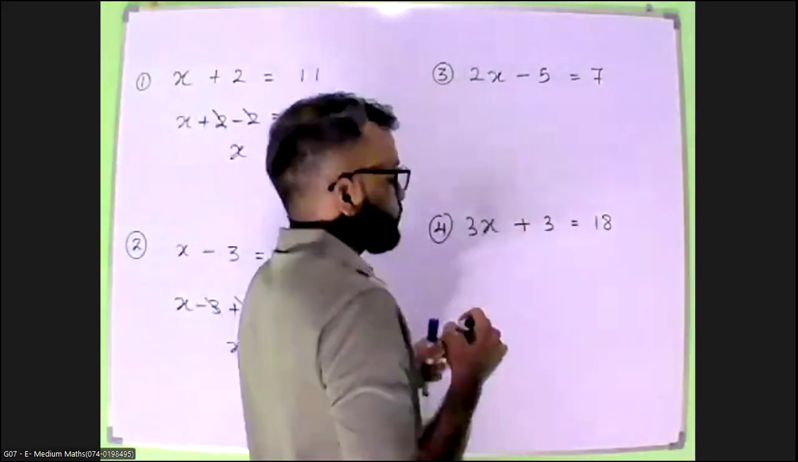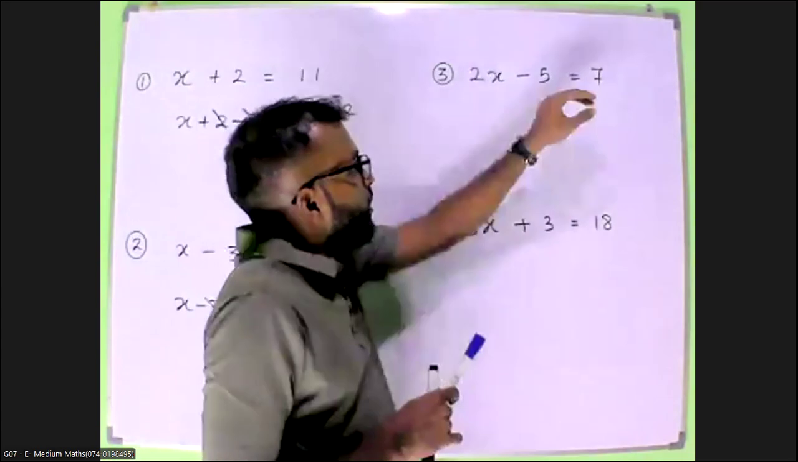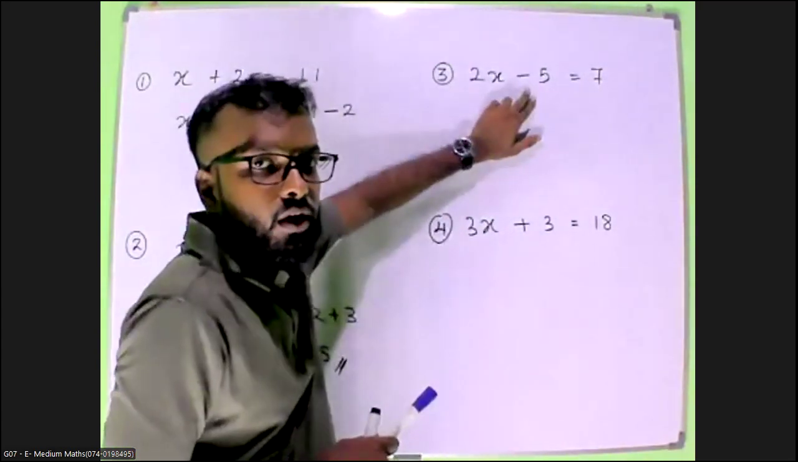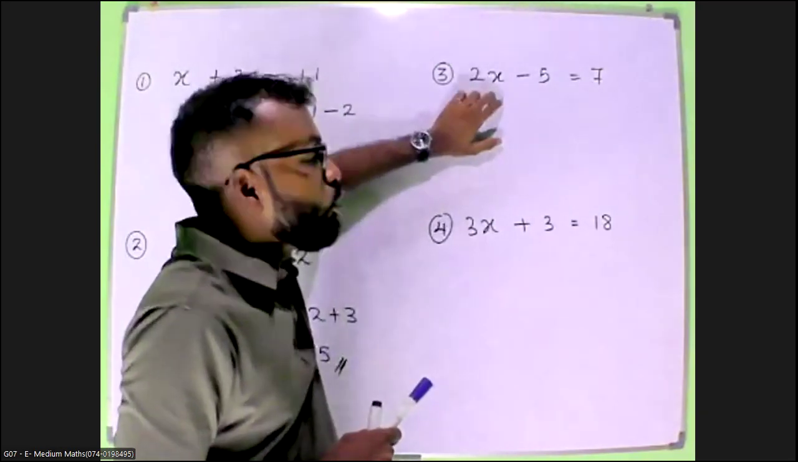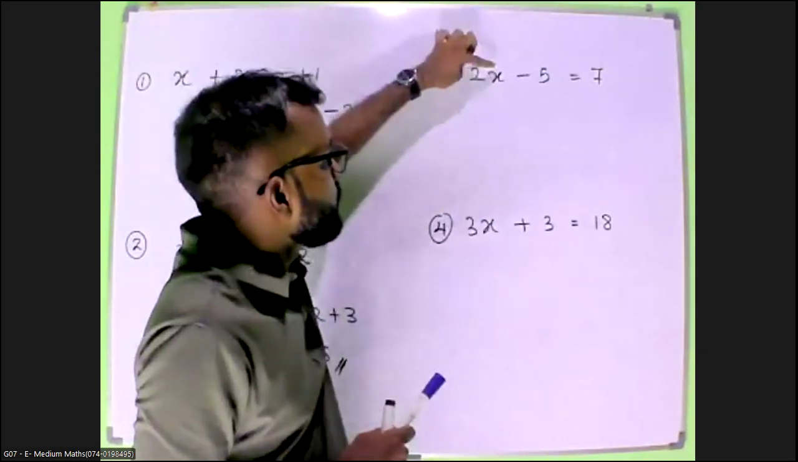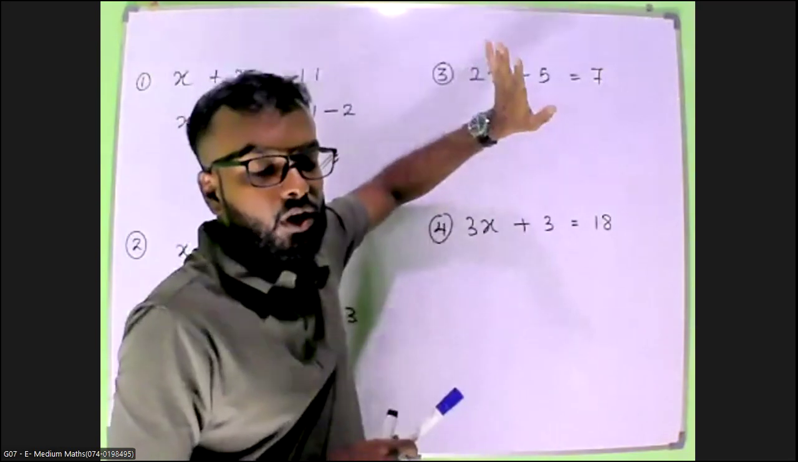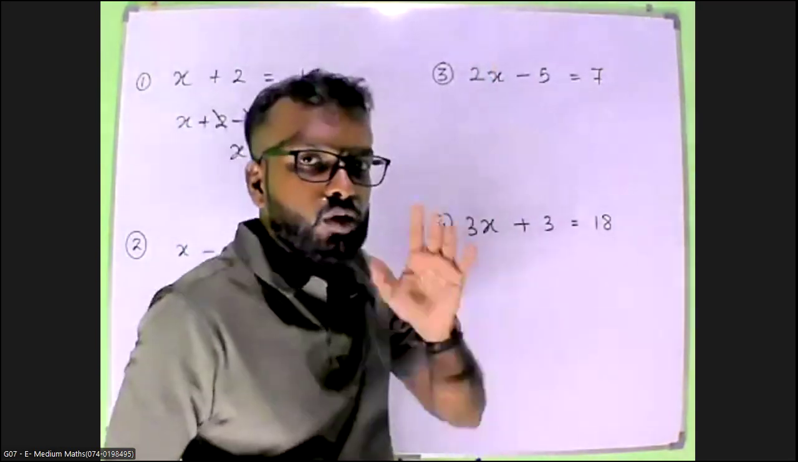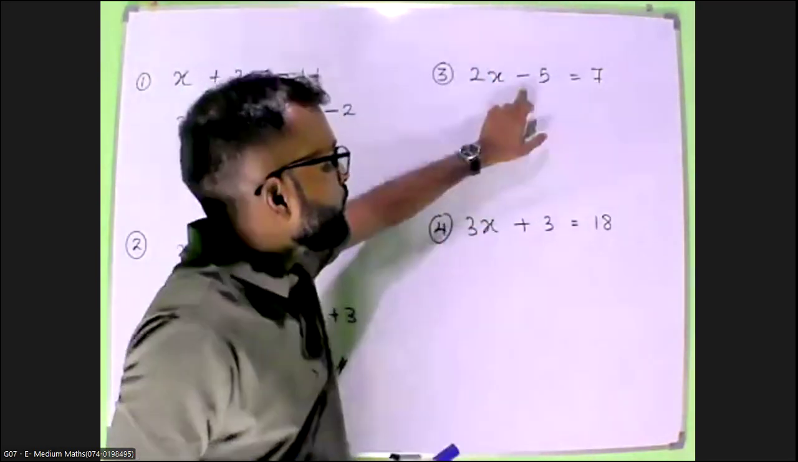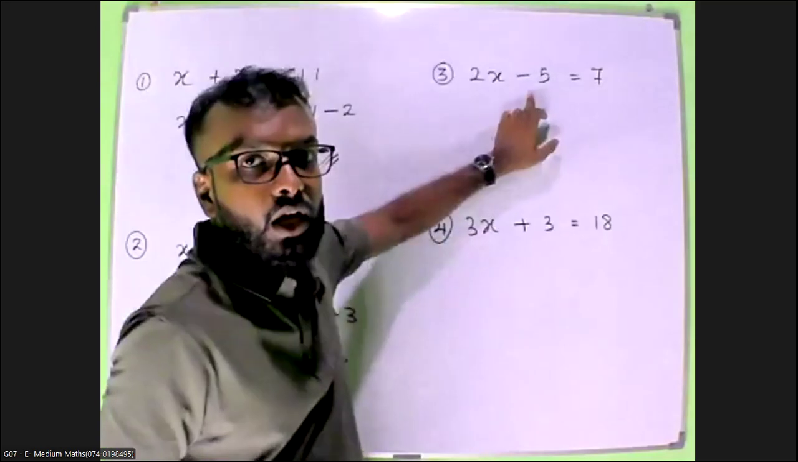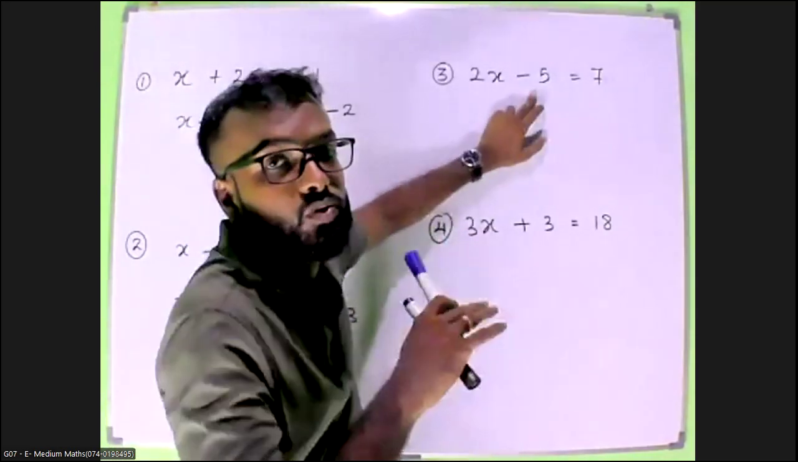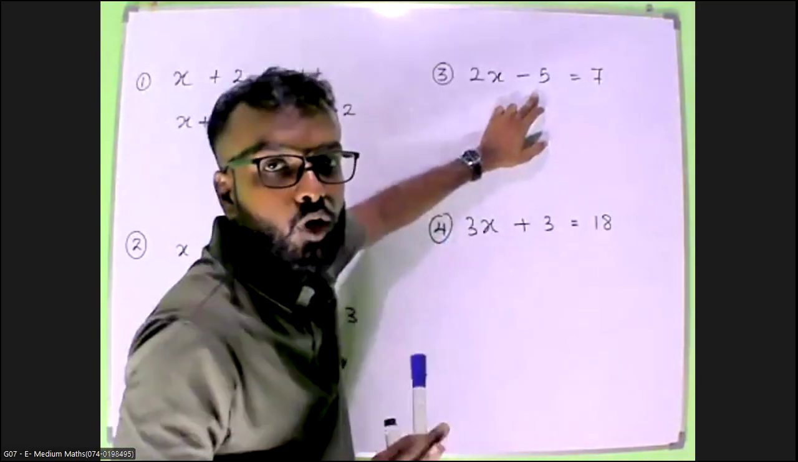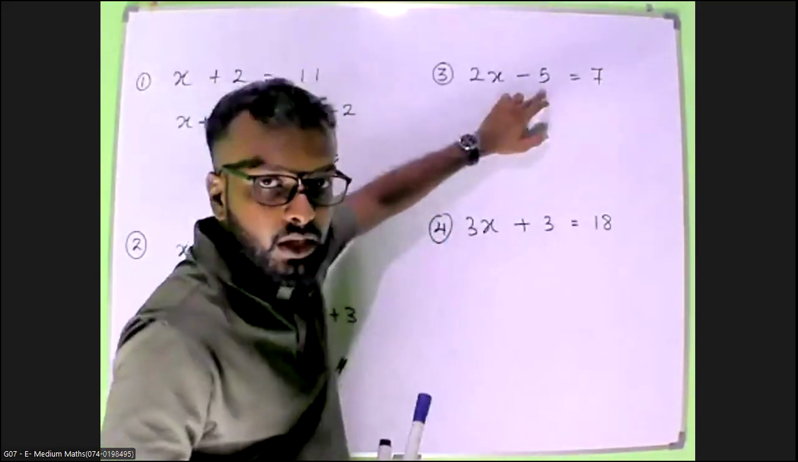So this one. First of all, if you want to find the value of x, you need to isolate this 2x term first. In order to isolate the 2x term, you need to remove this minus 5. That term needs to be removed from your left hand side. So this is minus 5.